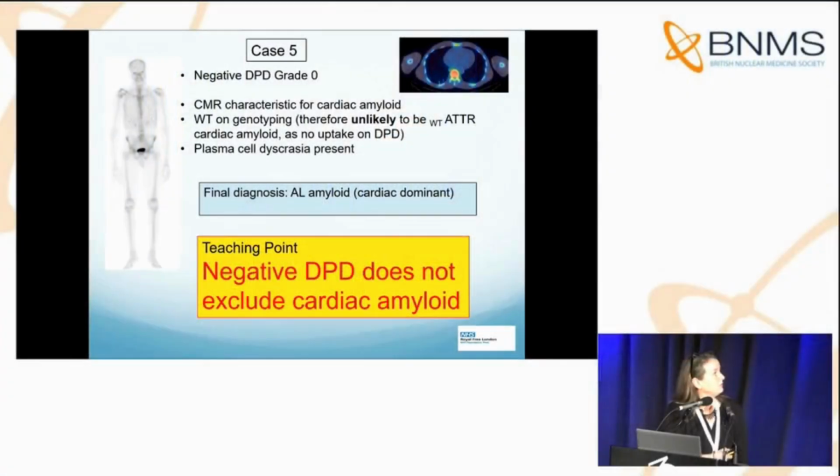So plasma cell dyscrasia is AL until proven otherwise in a patient with a positive CMR.